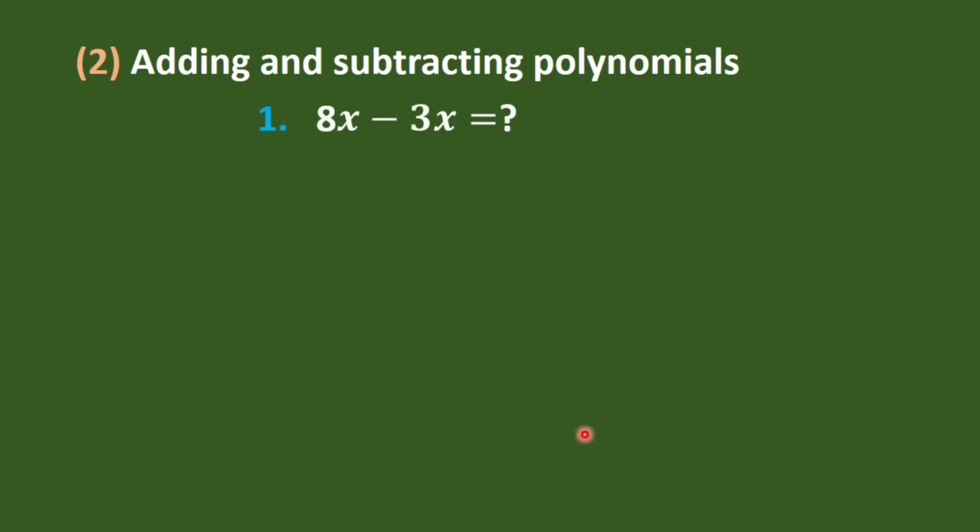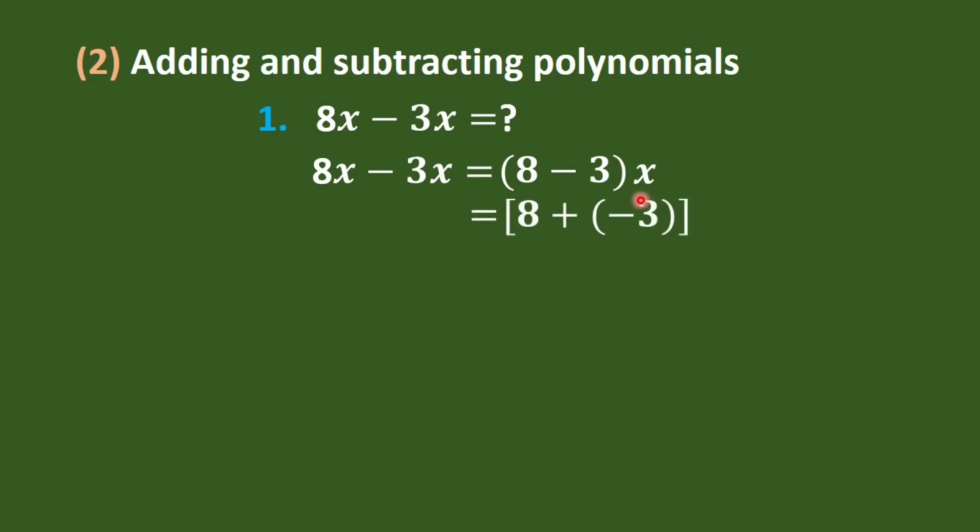In subtraction, the same procedure as in addition, we have to put in one quantity the integers or the coefficients of the variable. So we have 8x minus 3x equals 8 minus 3 quantity x. And the final answer, 8 minus 3 is 5, or 8 plus negative 3. You follow the rule of subtraction. So change the sign of the subtrahend and add it to the minuend. We have 5x.